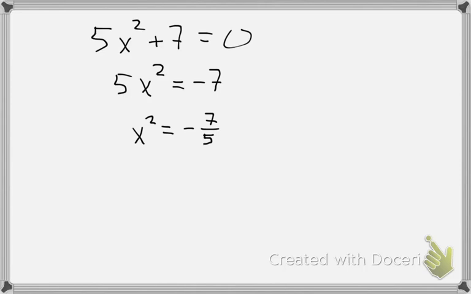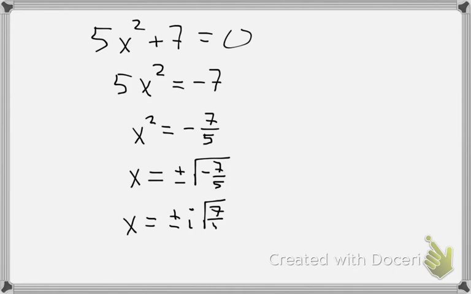Square root property. If x squared equals negative 7/5, then x is plus or minus square root of negative 7/5. In which case you would pull the i out. So x equals plus or minus i square root of 7/5. So my two solutions: negative i square root of 7/5, positive i square root of 7/5.